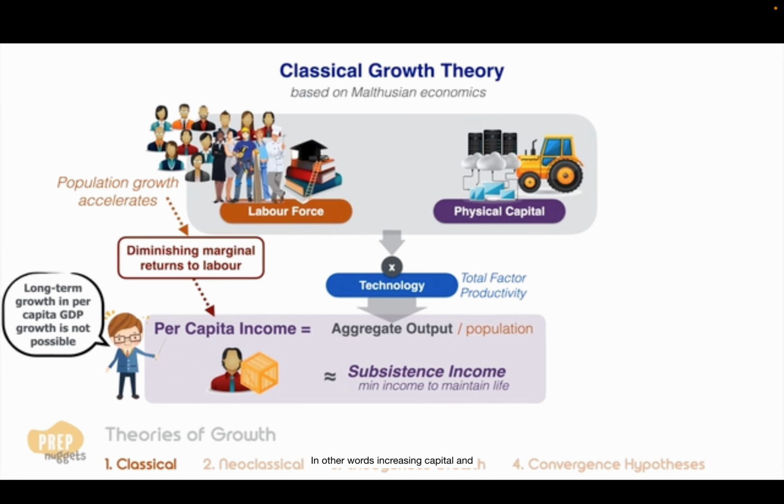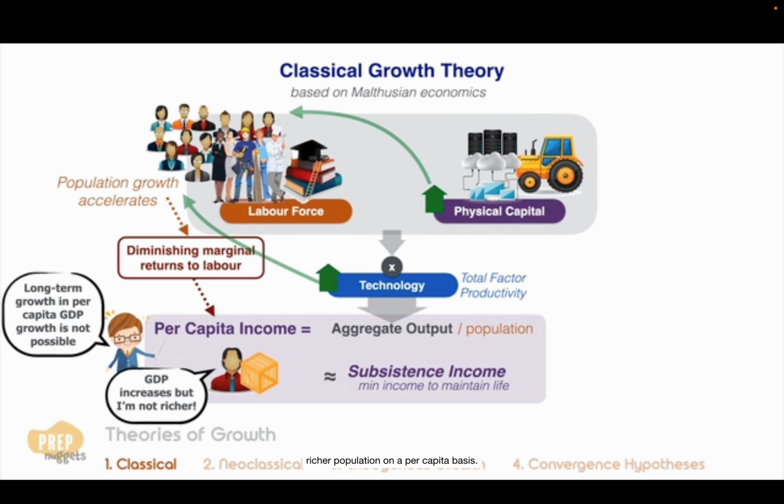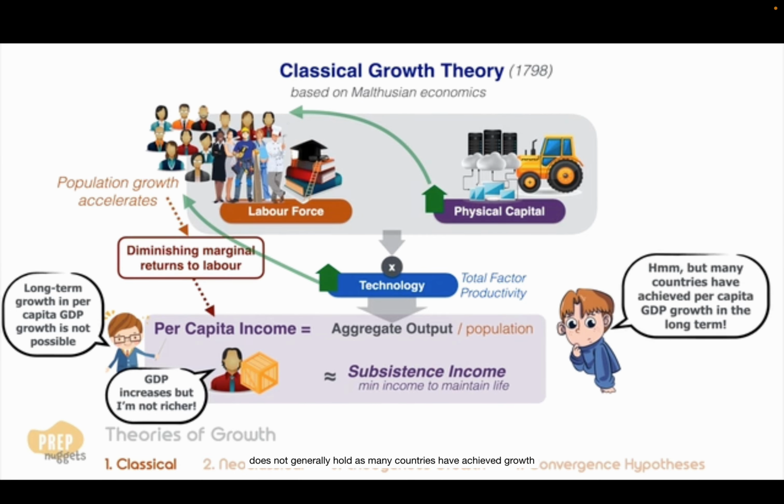In other words, increasing capital and technology results in a larger population, but the increase in output does not result in a richer population on a per capita basis. This theory was developed in 1798. Today, we can clearly argue that this theory does not generally hold, as many countries have achieved growth in per capita income on a long-term basis.